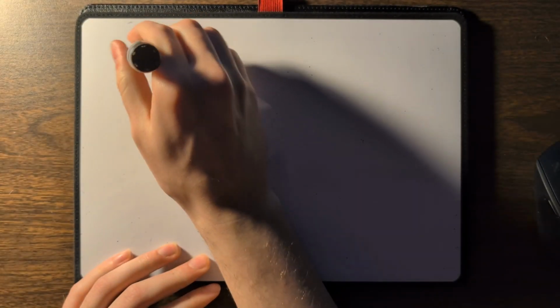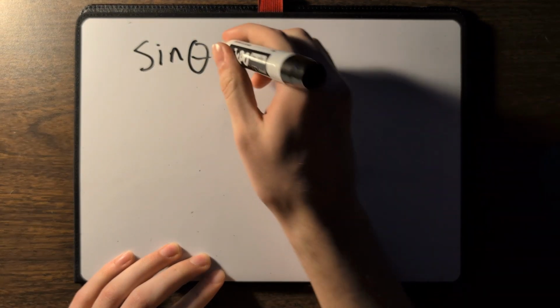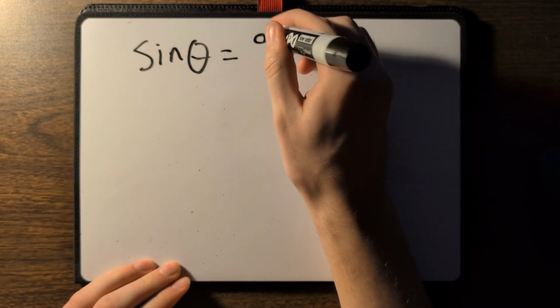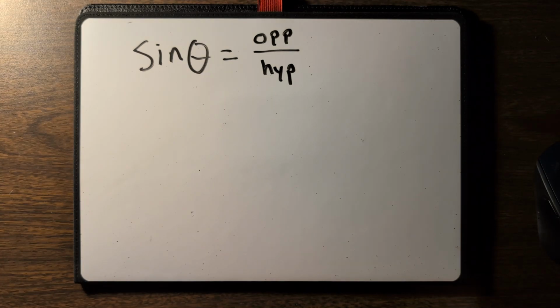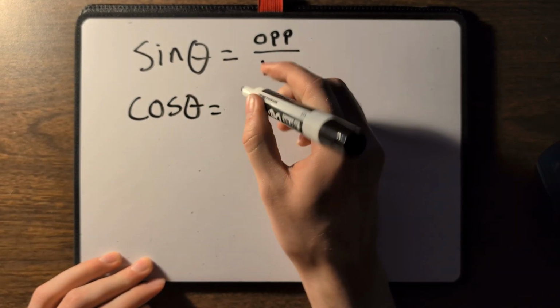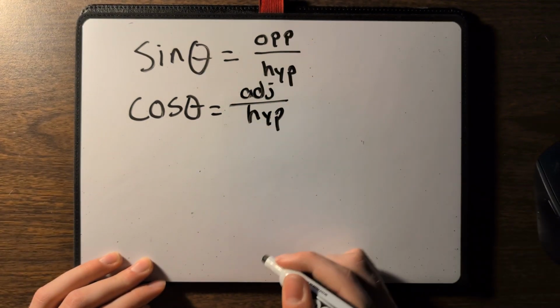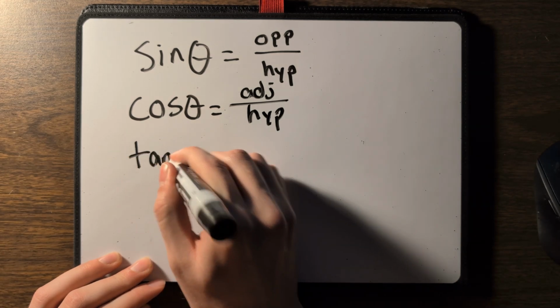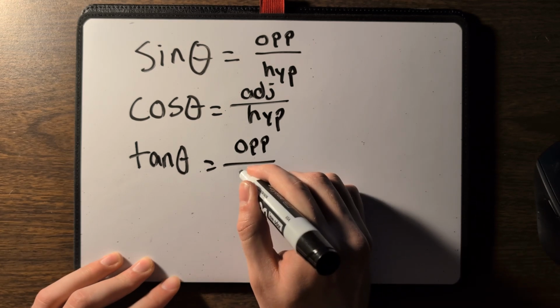First, we have to start off with what is sine, cosine, and tangent. So sine of theta is equal to opposite over hypotenuse. Cosine theta equals adjacent over hypotenuse. And tangent theta equals opposite over adjacent.